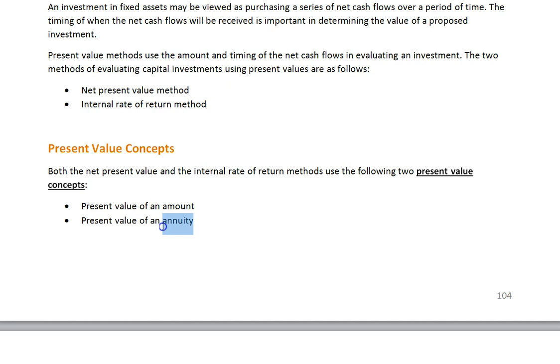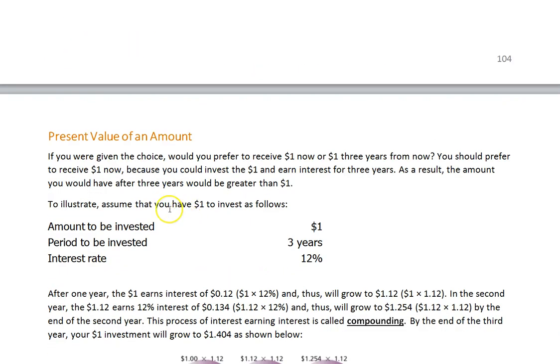If you have a car payment you pay every month, that's an annuity. If you pay rent every month, that's an annuity. So there's a lot of examples of annuities that we pay. If you have a gym membership, $35 a month, that's an annuity. If you have a cell phone, another annuity. So annuities are all over in our society. Alright, present value of an amount.